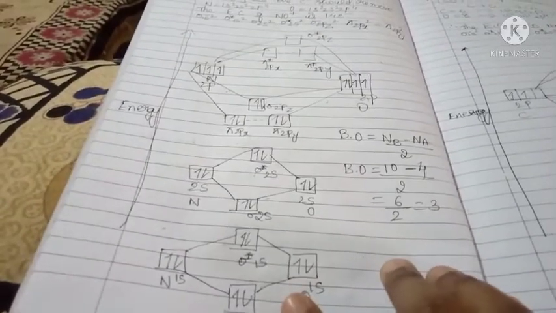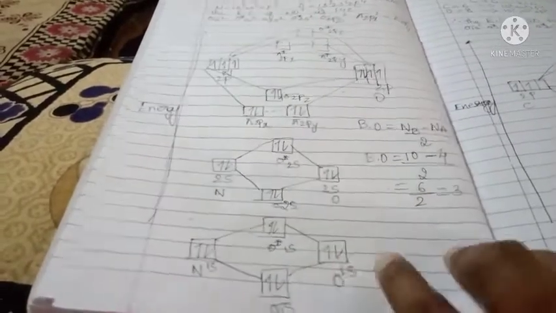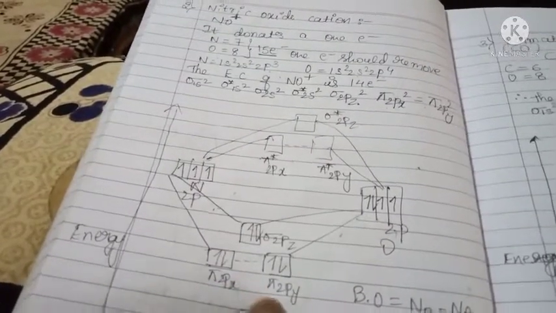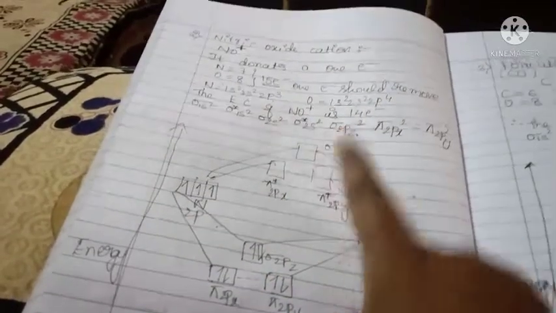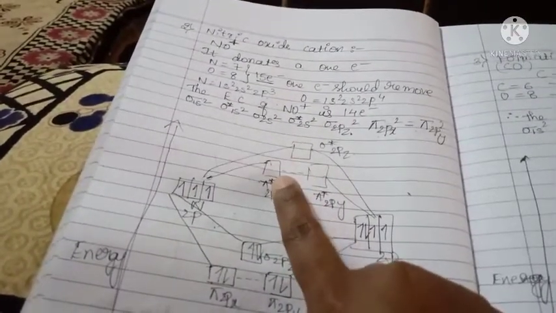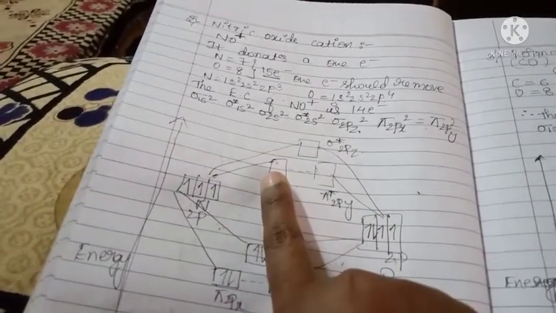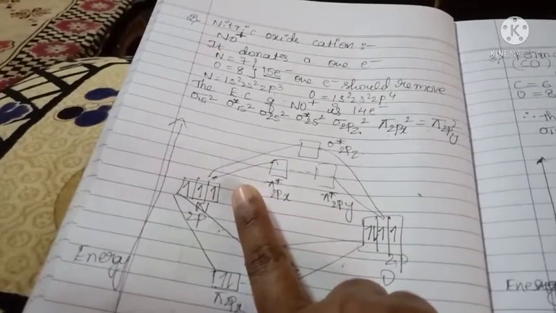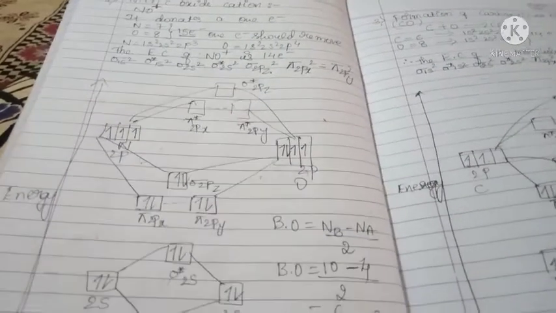Okay, then here there will be sigma 1s and sigma star 1s, sigma 2s and sigma star 2s, pi 2px and pi 2py, and sigma 2pz. Here the antibonding orbitals are vacant. In the NO molecule, in the antibonding orbital, one electron was present, so that one electron should be removed, so it is vacant. So then we have to calculate the bond order.